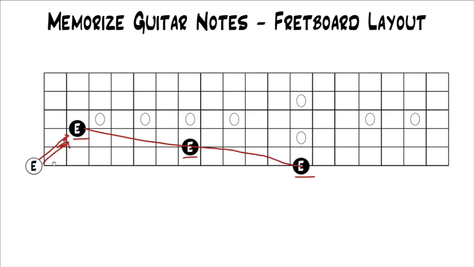This to this, or this to this, or this to this are all an octave apart. So that can be pretty confusing on the guitar to have to deal with unison notes, but I'm going to make that simpler and show you ways to visualize that as well.